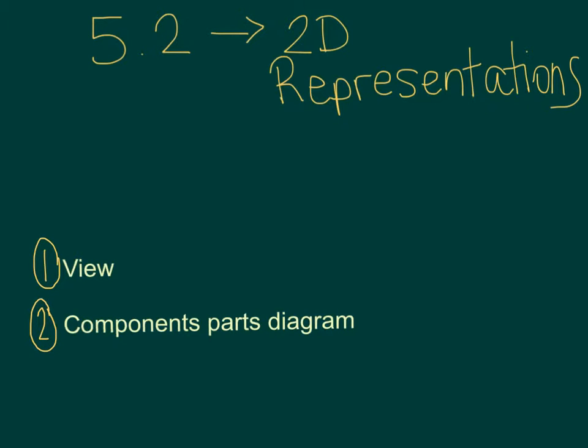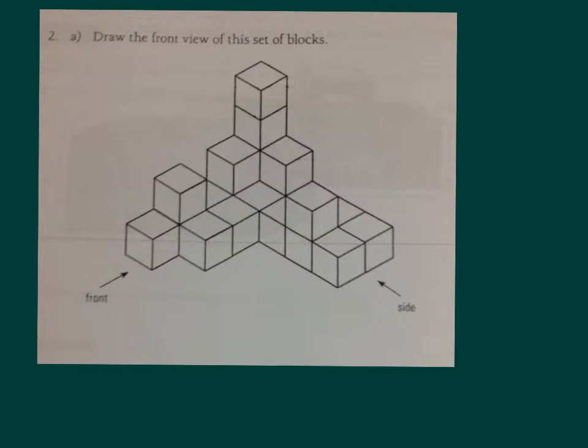So we might be looking at the front of an object, the sides, or the back, or even the top of an object. This illustration from your notes asks you to draw the front view of this set of blocks. So the front is right here. So we're looking at it from this direction here.